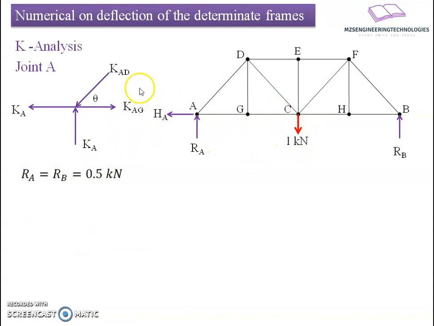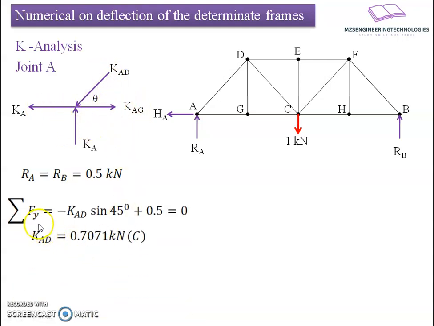If I take the free body diagram of joint A, we will have RA and HA. And here KAD is the member force in member AD going downward, compressive in nature, and KAG I am considering to be tensile in nature to counterbalance the effect of the applied forces.